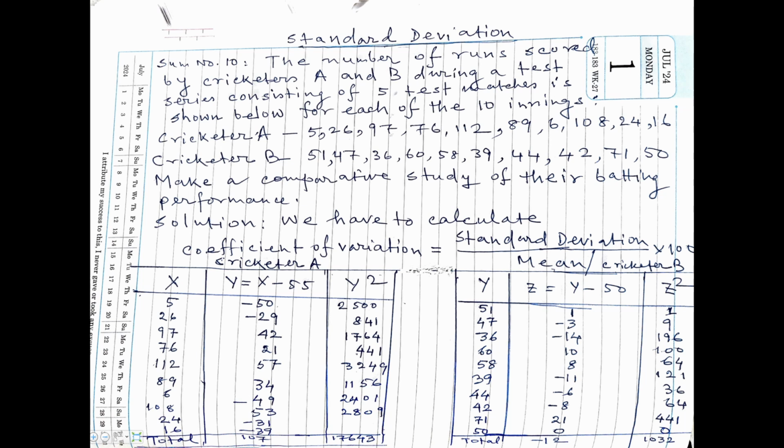Similarly, other values have been met in the same way. So the total of Z is equal to minus 12, and the total of Z square is equal to 1032.